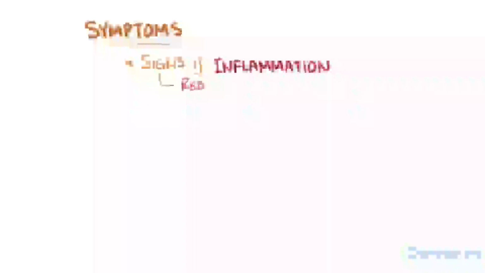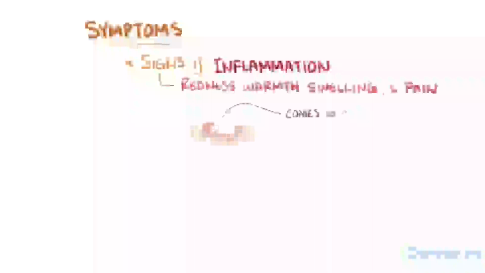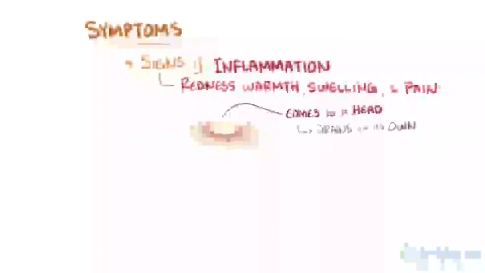As far as symptoms go, abscesses typically cause signs of inflammation, which are redness, warmth, swelling, and pain. For abscesses on the skin, they often come to a head over time, where the tissue overlying the abscess breaks down, allowing it to drain out by itself.